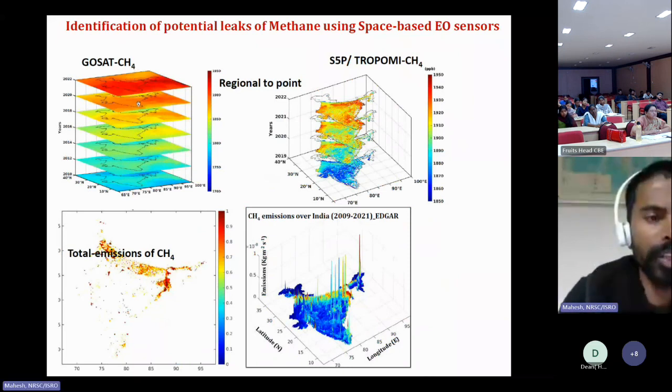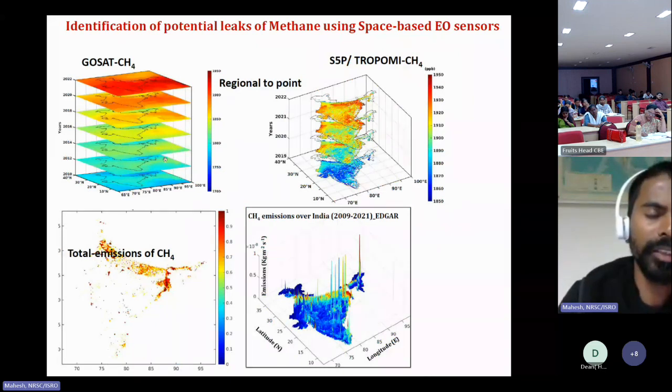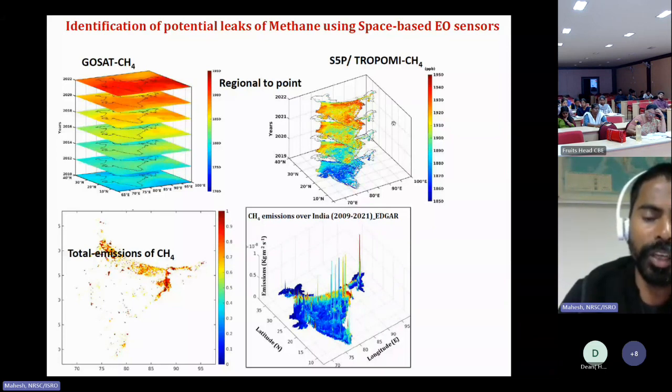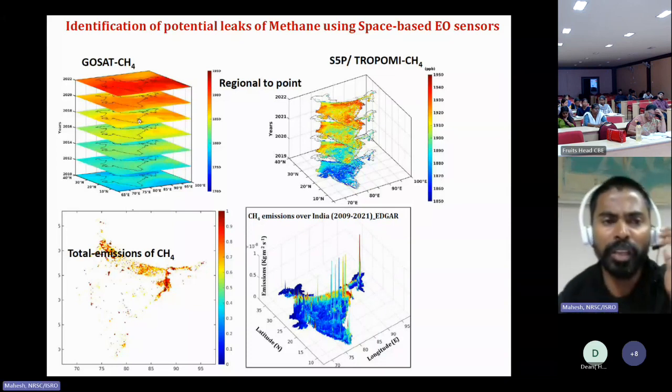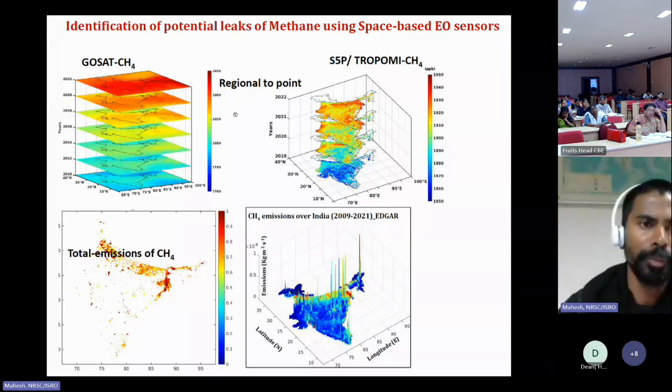We have two kinds of platforms. That is GOSAT, from JAXA, whose data is from 2008, whereas the Sentinel 5P, from the European Space Agency, has data operational from 2018. So within a decadal time period, the resolution has gone from 10 kilometer for GOSAT to 5.5 kilometer to 3.5 kilometer for TROPOMI. That means some time back we were at a regional level detection of methane leaks, but today we have point level detection of methane.